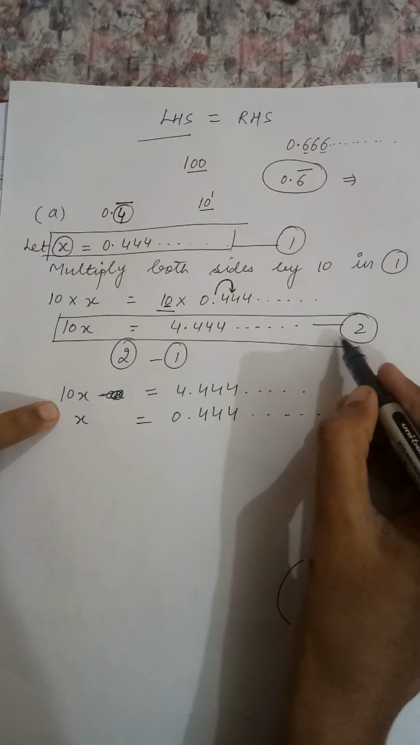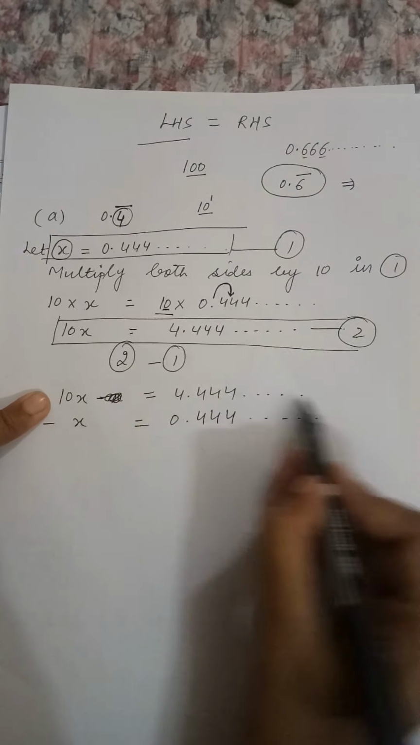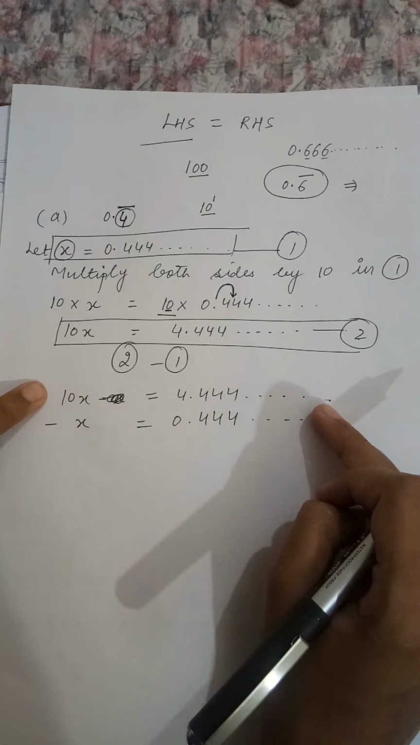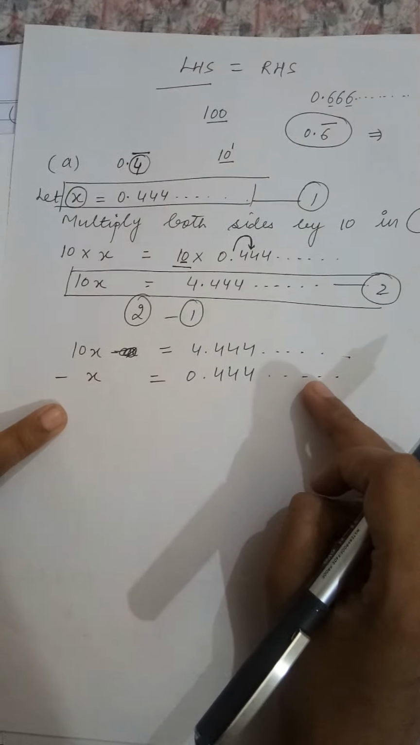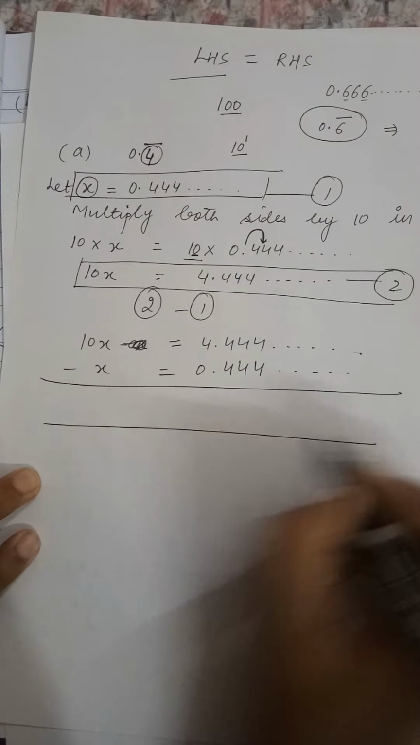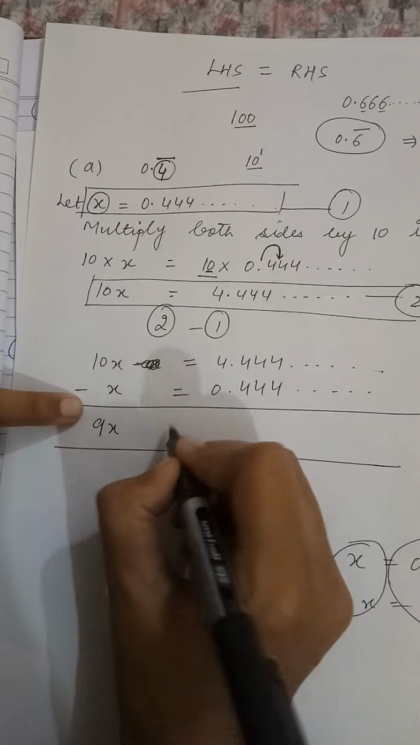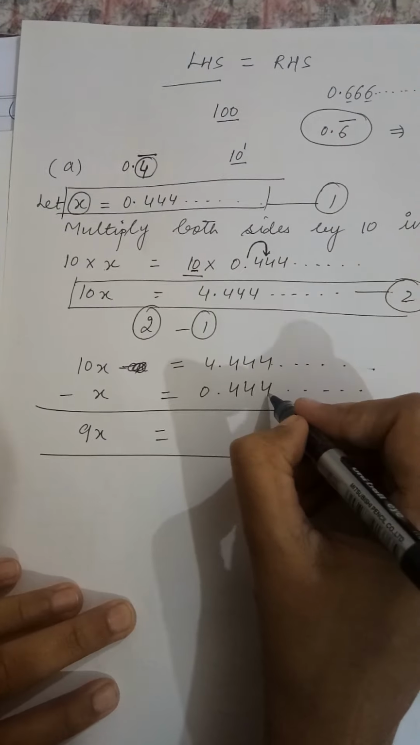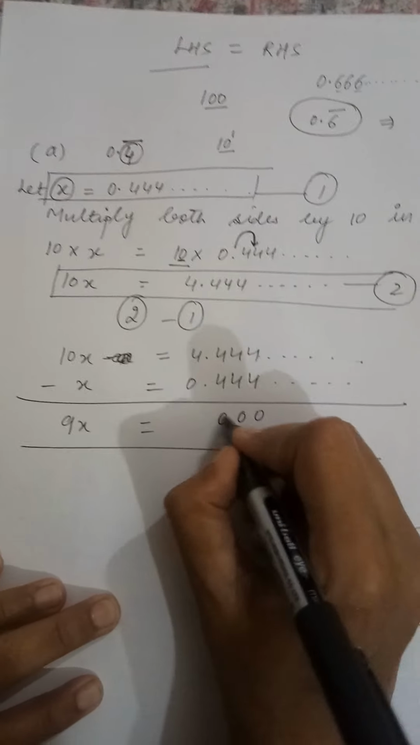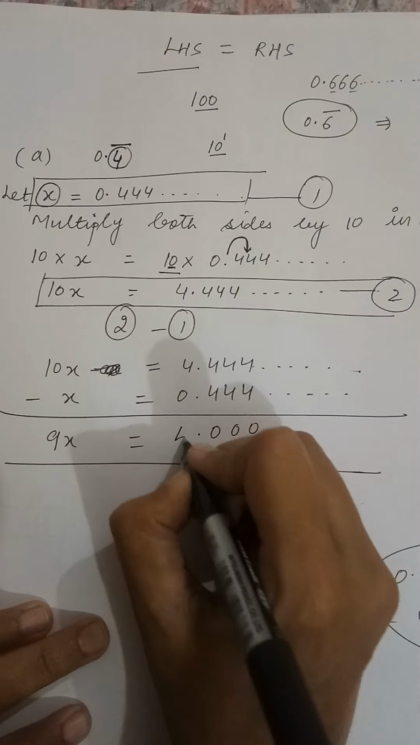Clear? I have written these 2 equations first, and the first equation I am writing here, and then subtract it. Let us subtract. What will you get? What is 10x minus x? 9x. Now see, 4 minus 4, 0, 0, 0 point. What will it be? 4.